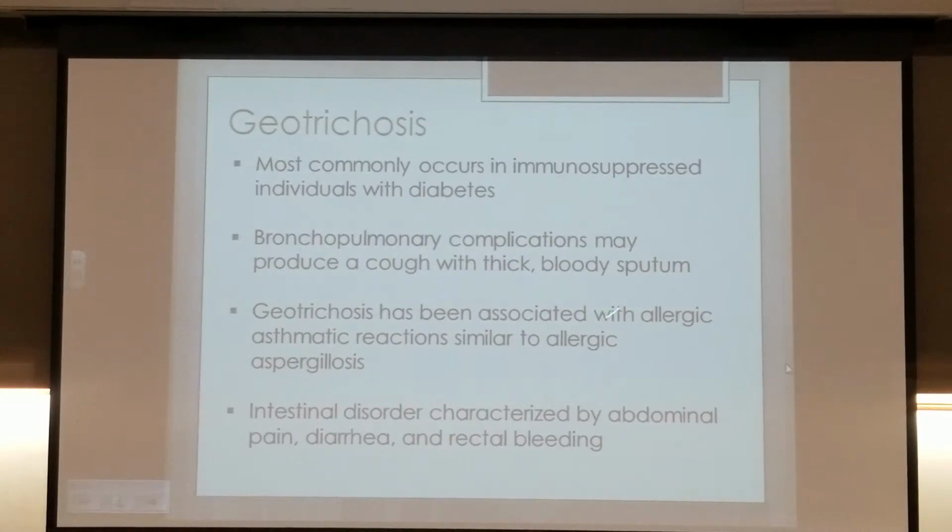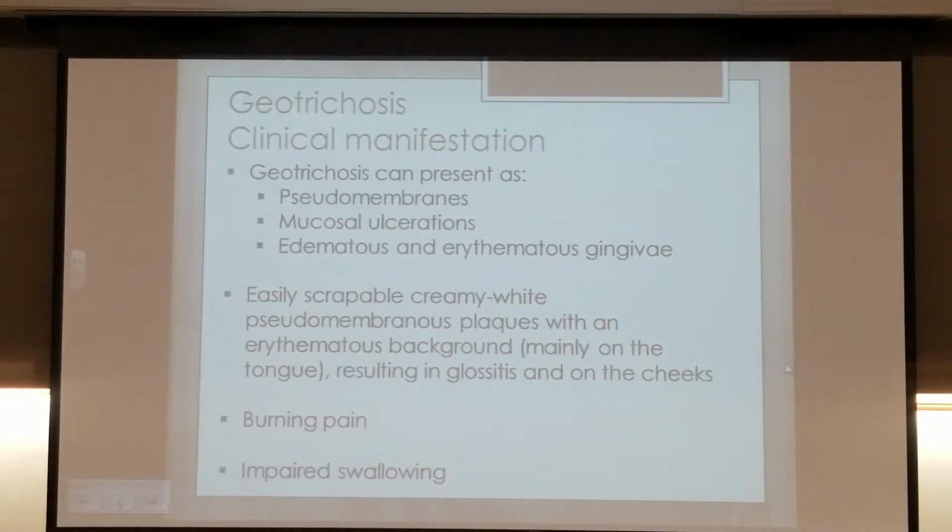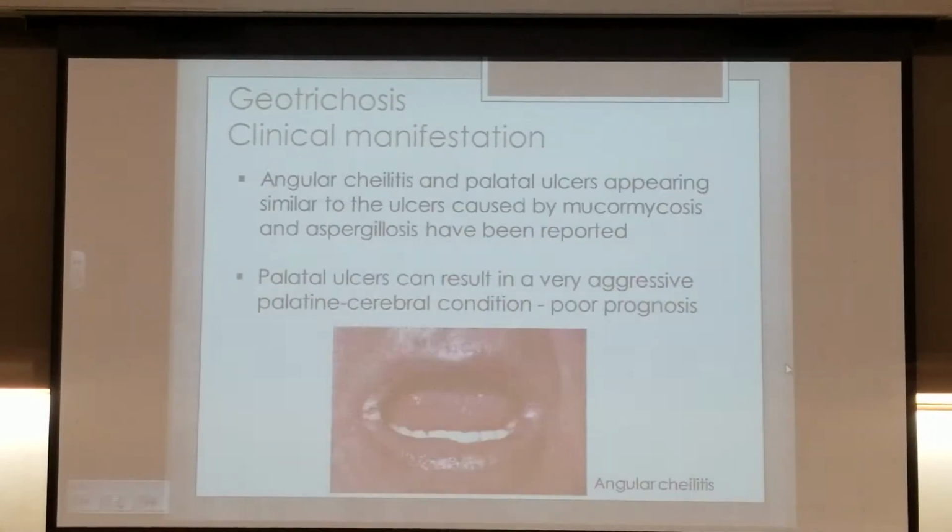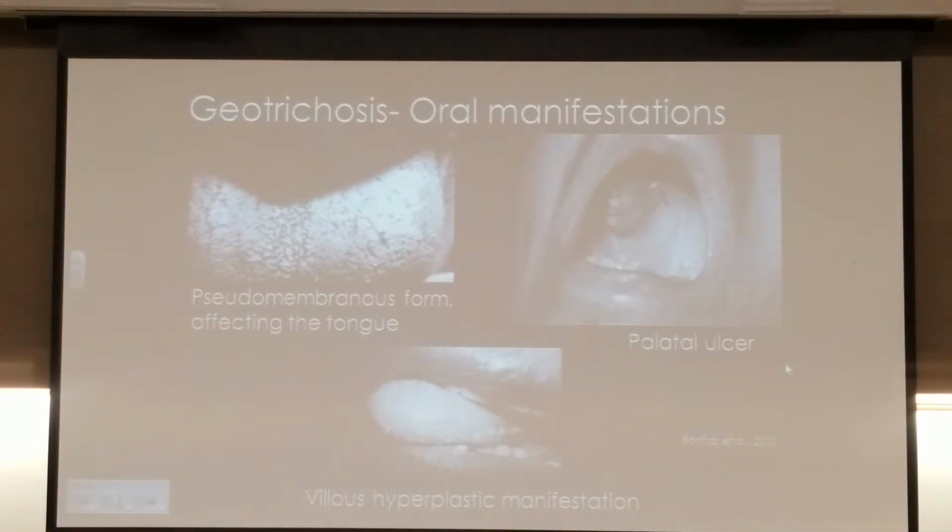And this is one, okay, thick bloody sputum. I've given you things like burning pain, combined with impaired swallowing, combined with an easily scrapable plaque, that together might give you geotrichosis. So that's an example of the ones I said where I'll give you a list of what your patient has and hope you get it.